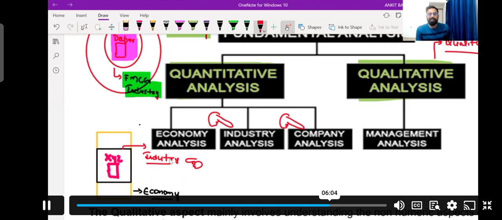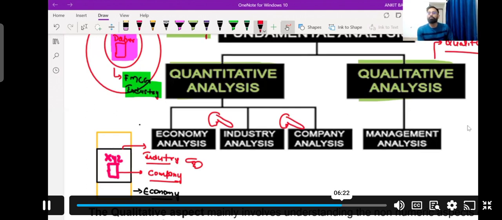Once you have checked that this particular sector has a future, you will analyze the company data. After that, you will check the profit and loss account of the company, ratios of the company, etc. So this is the importance of economy analysis, industry analysis, and company analysis.